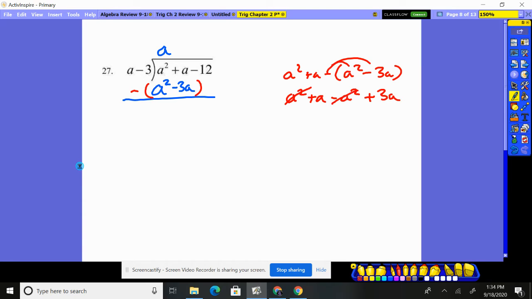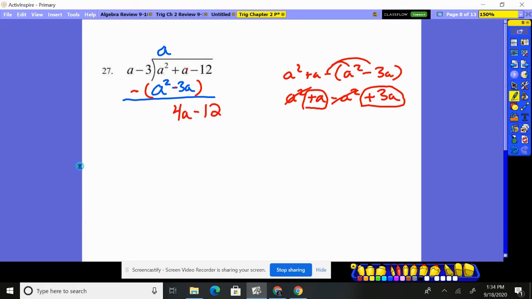Now the a squareds disappear, okay? But you now have an a plus 3a. How much does that give you? That gives you 4a, doesn't it? And a lot of kids will put a 2a there. But remember, it's a minus a -3a. That minus a negative changes to plus, so you end up with 4a.